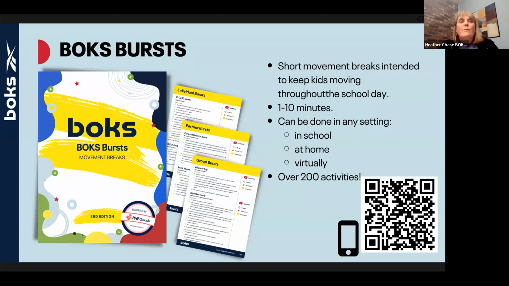Okay, so the meat of our program today is our BOKS Bursts. This is our BOKS Burst. It's our curriculum. It's our guidebook. On the right, you see we have over 200 activities in this burst. We put this out about 1.5 years ago, and I think we have probably 25 to 100 more.